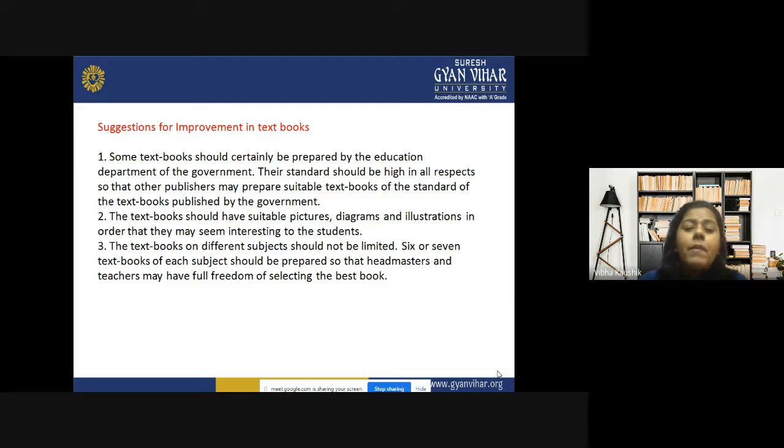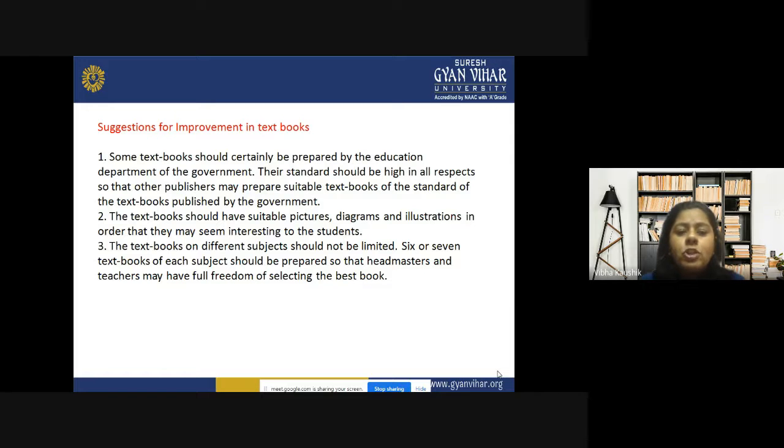So when other publishers are writing the textbooks on the basis of those prepared by the education department of the government, then those textbooks will be of high standard, so that we are able to make an improvement in the content, in the selection of the content, in the presentation of the content, and this defect of our textbooks will be removed. Their standards should be high in all respects, so that other publishers may prepare suitable textbooks of the standard of the textbook published by the government.